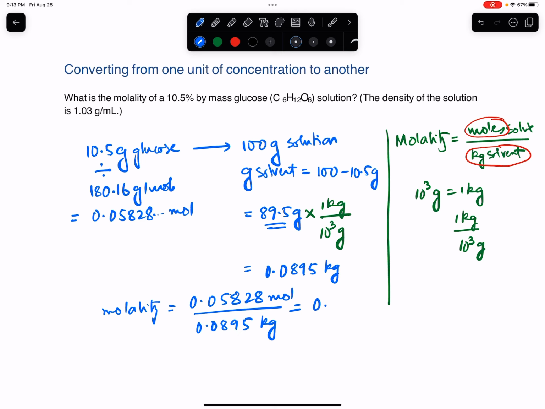And if you simplify that, you get 0.651. You want to stop at the third decimal place, because you need 3 significant figures, since you have 3 in the problem. So that's going to be 0.651 molal, which is also represented with a small letter m. And that happens to be the molality of the solution.